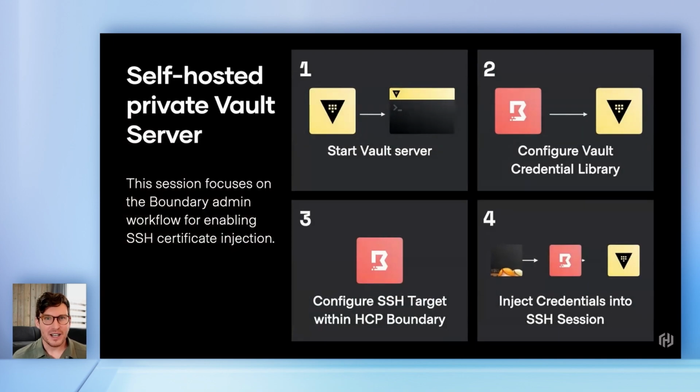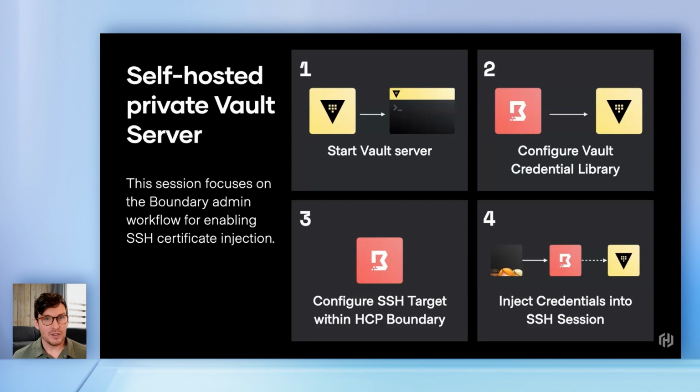Now, let's take a look at the lab content. Here's a broad overview of the steps needed for an admin to set up credential injection for SSH certificates. Note that this doesn't include the out-of-band steps needed for configuring the CA public key on the SSH target. First, we'll set up Vault.